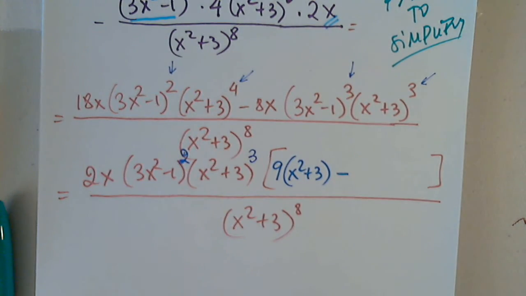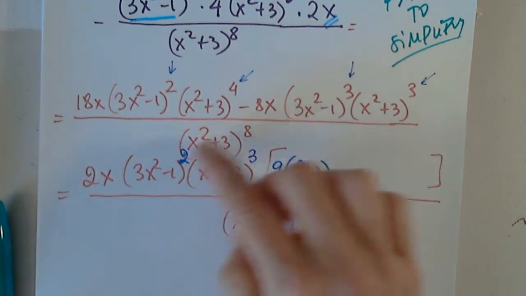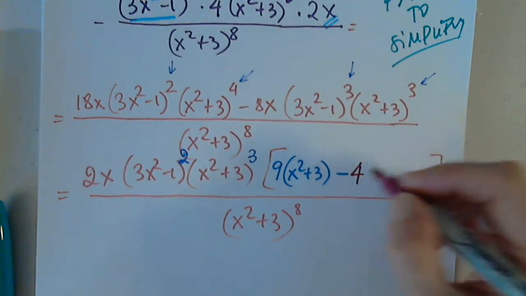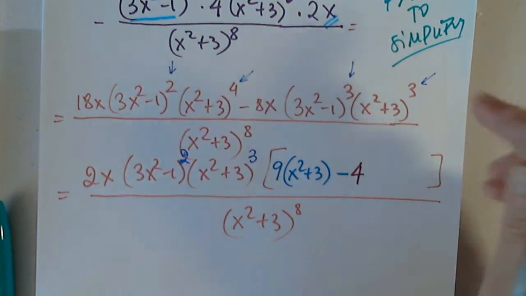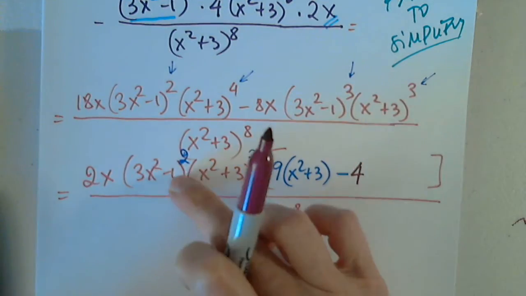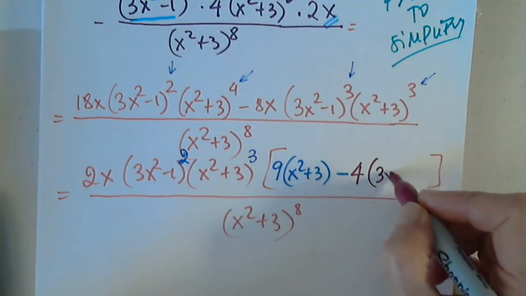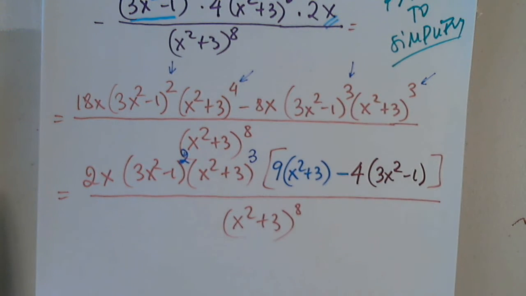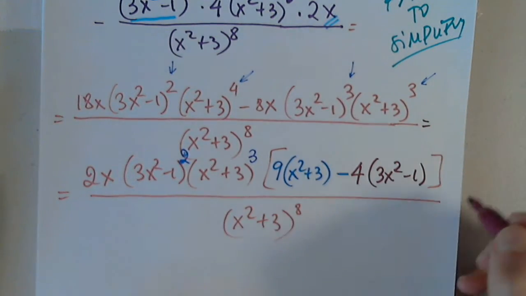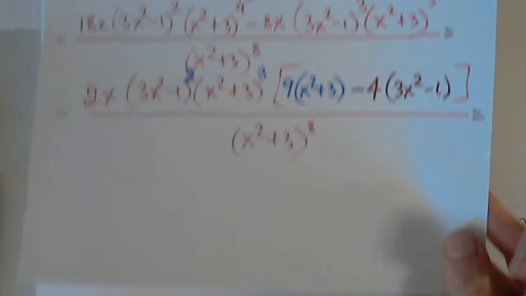Now, 2x is out, so a 4 is left. These 3 are completely out, but from 3 I only took out 2, so I have a 3x squared minus 1. So the bottom line, what I wanted to say here is don't be afraid. These functions normally simplify quite nicely.